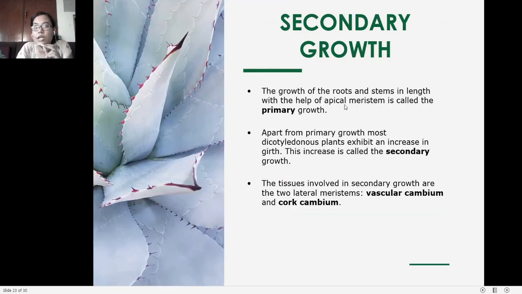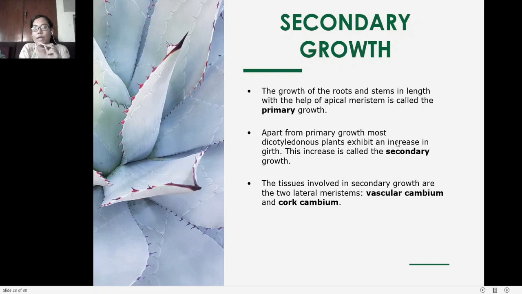So secondary growth, before we go on to secondary growth, I must say that till now we have learned about primary growth. So what is primary growth? The growth of roots and stems in length with help of apical meristem. We know that apical meristem helps in growth of tips, root tips, shoot tips. So these are called primary growth. Okay, but now here we will be learning about secondary growth.